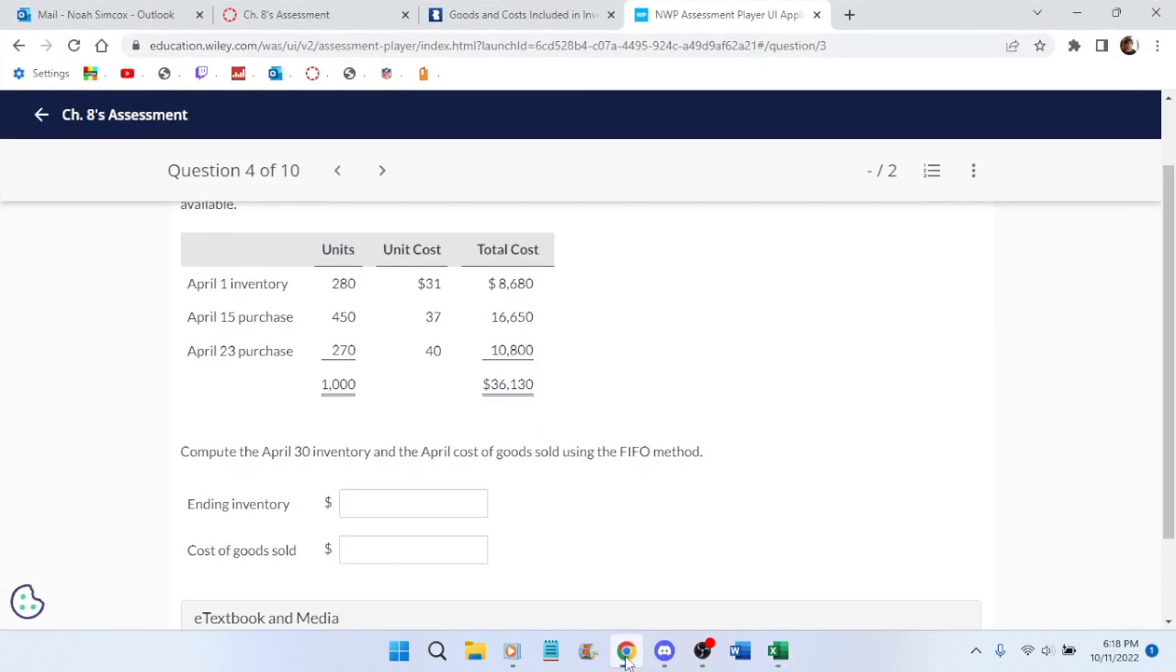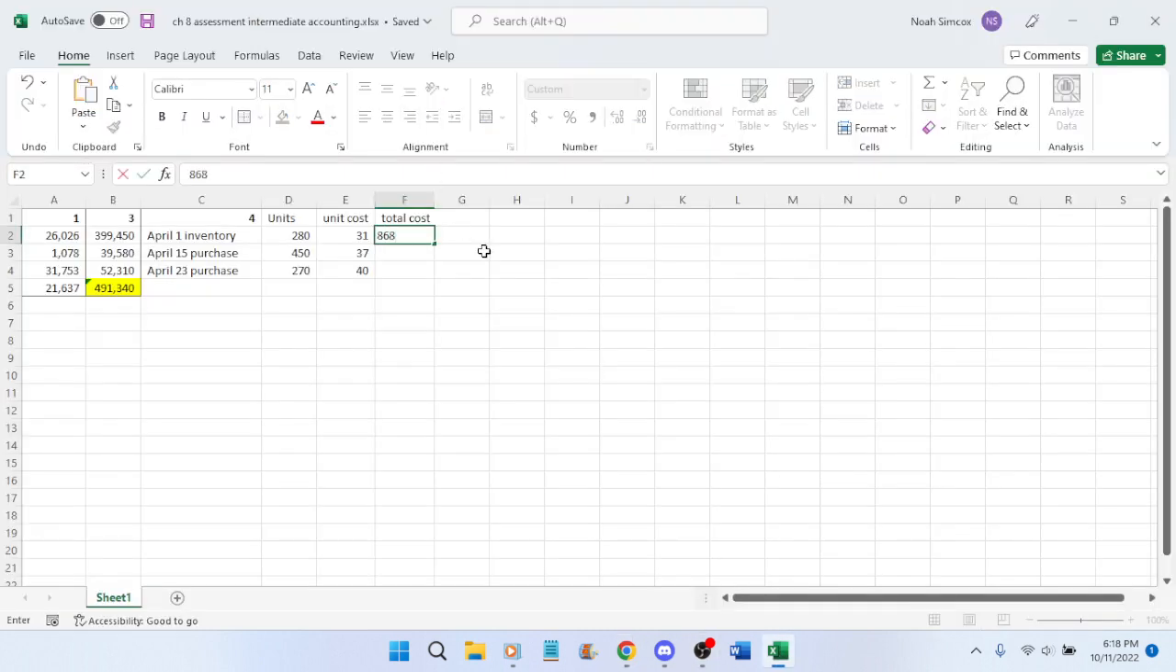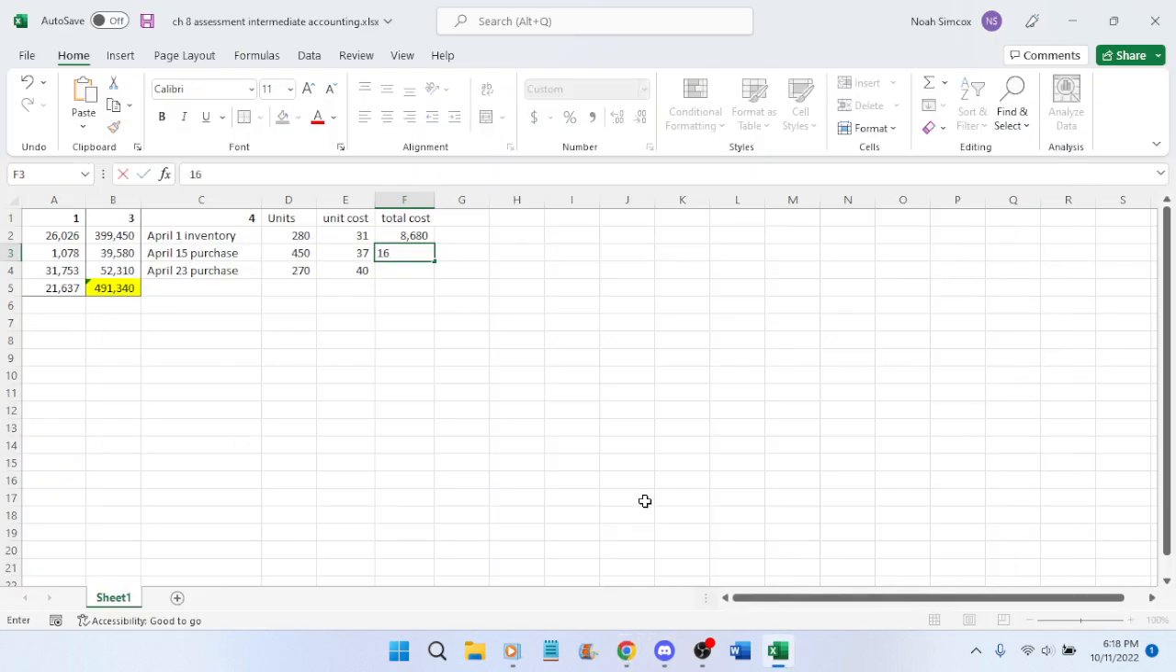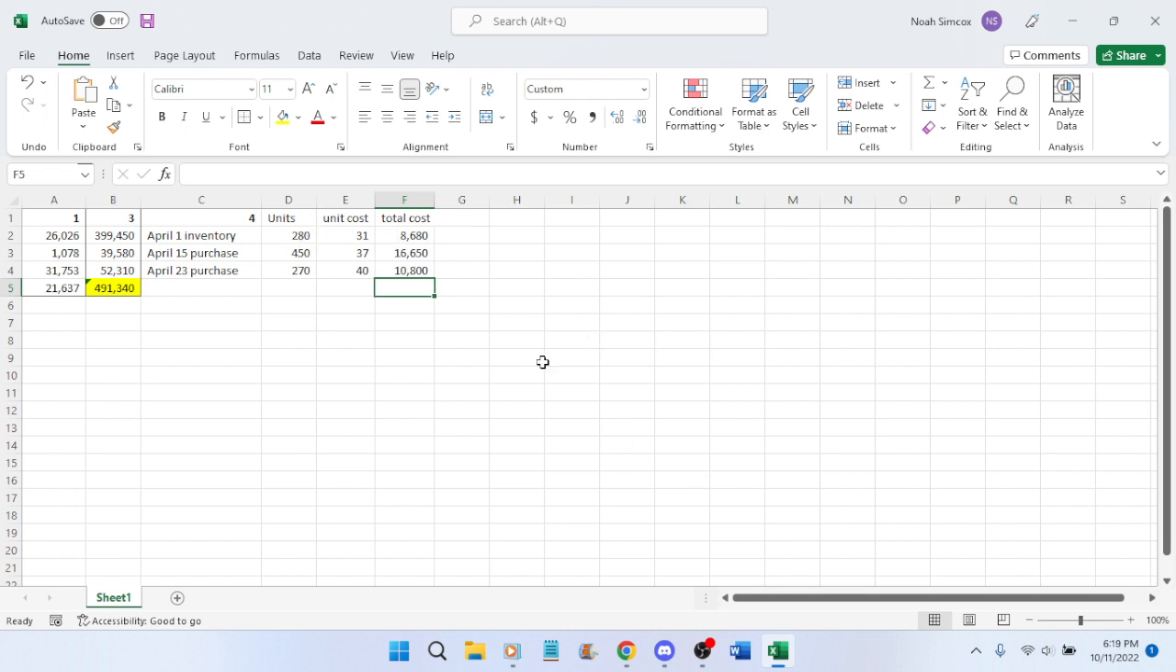Total cost. Oh, you've got to be kidding me. It probably didn't even matter. I probably didn't have to type all this stuff because they already calculated the total cost. 8680. 16,650. I should have noticed that. 10. Fail. I was typing all that stuff in just so I could automatically do all the multiplying and stuff. Okay.